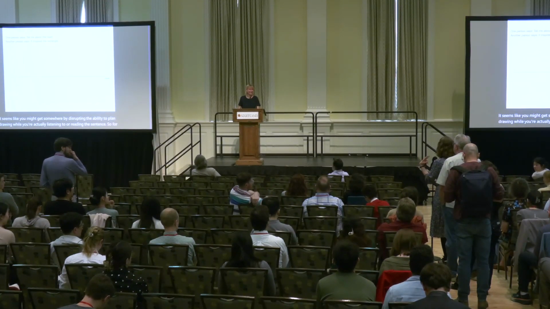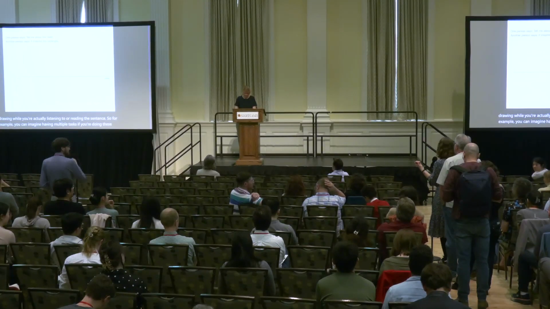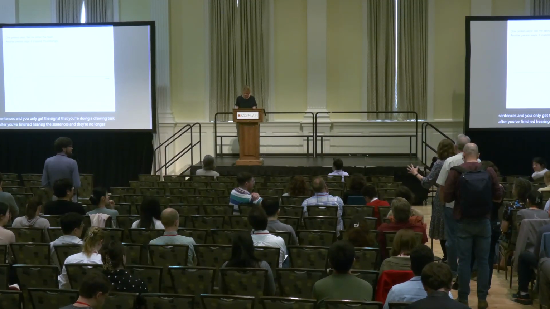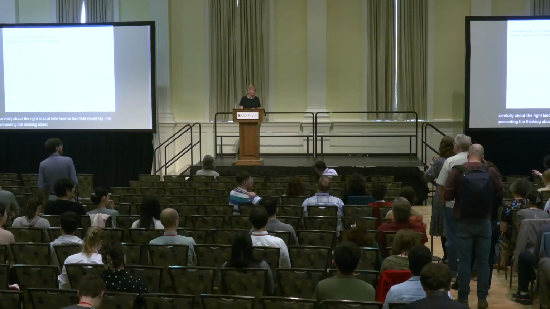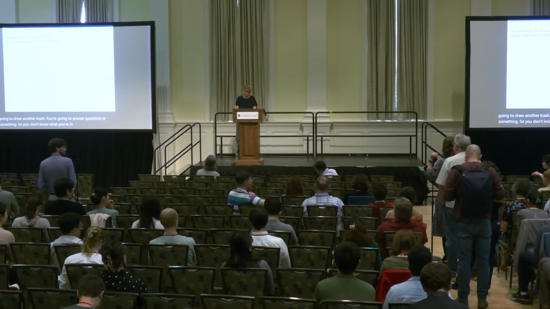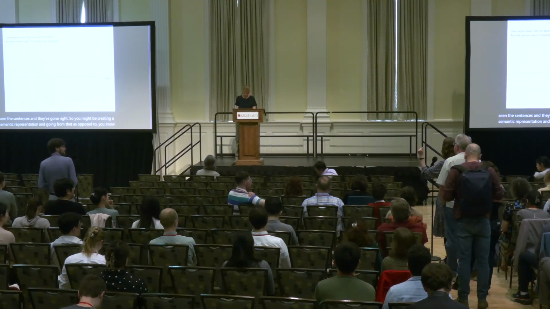So for example, you can imagine having multiple tasks that you're doing with these sentences, and you only get the signal that you're doing a drawing task after you've finished hearing the sentences and they're no longer there. It seems like that should decrease those effects, but maybe keep the semantic effects in place. Yes, so once it's some kind of interference, one would have to think carefully about the right kind of interference task that would tap into preventing the drawing. Not interference, I'm thinking about variability in tasks. On some trials, you're going to draw. On other trials, you're going to answer questions or something. So you don't know what you're in until after you've heard or seen the sentences and they've gone, right? So you might be creating a semantic representation and then going from that, as opposed to an actual auditory representation.